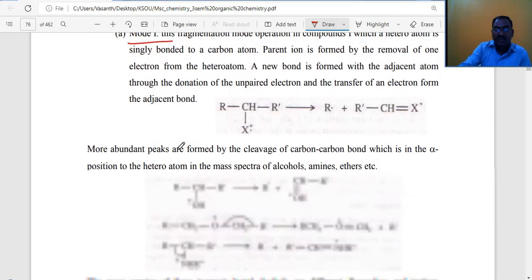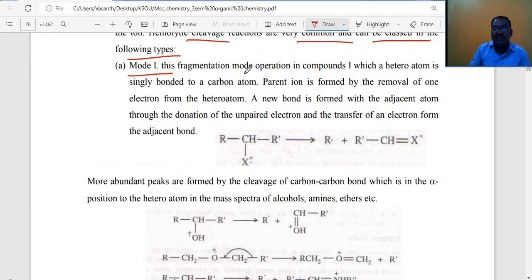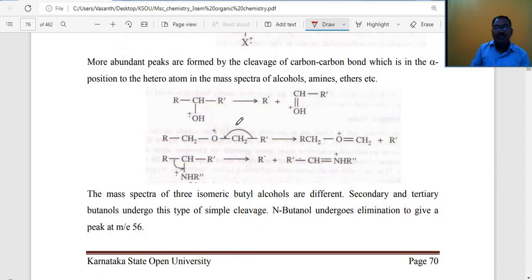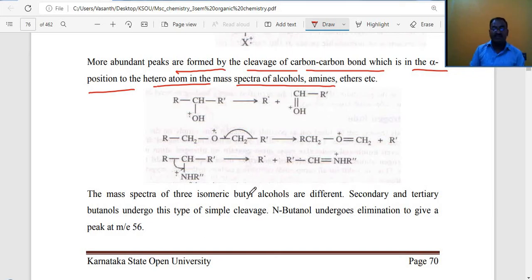Mode 1 fragmentation: here a heteroatom is singly bonded to a carbon atom. The parent ion is formed by the removal of one electron from the heteroatom. A new bond is formed with the adjacent atom through donation of the unpaired electron and the transfer of an electron from the adjacent bond. The most abundant peaks are formed by the cleavage of the carbon-carbon bond which is in the alpha position of the heteroatom in the mass spectra of alcohols, amines and ethers.